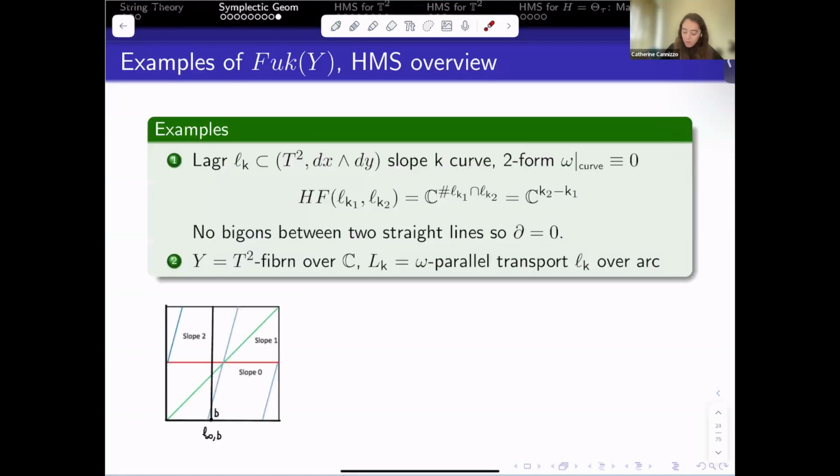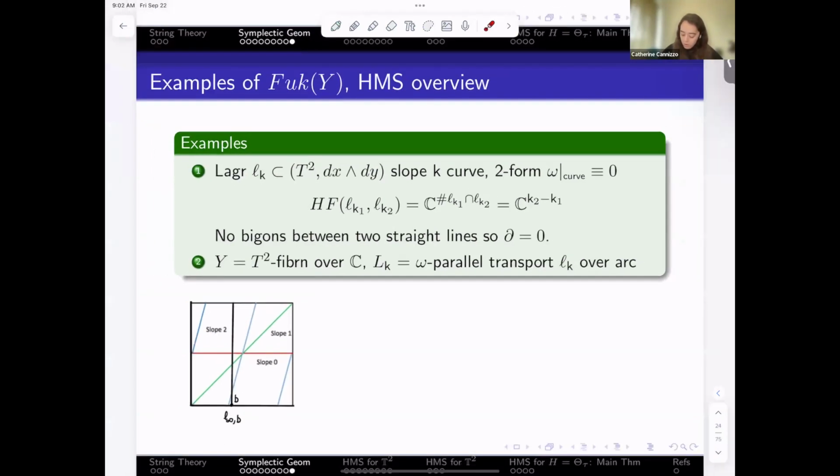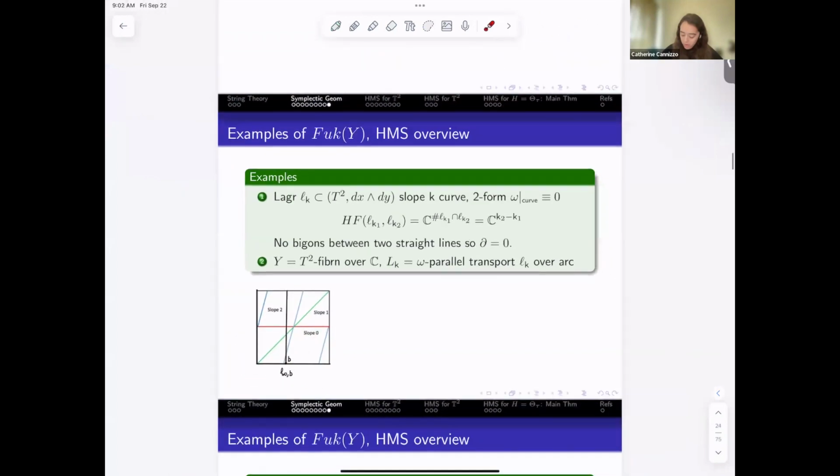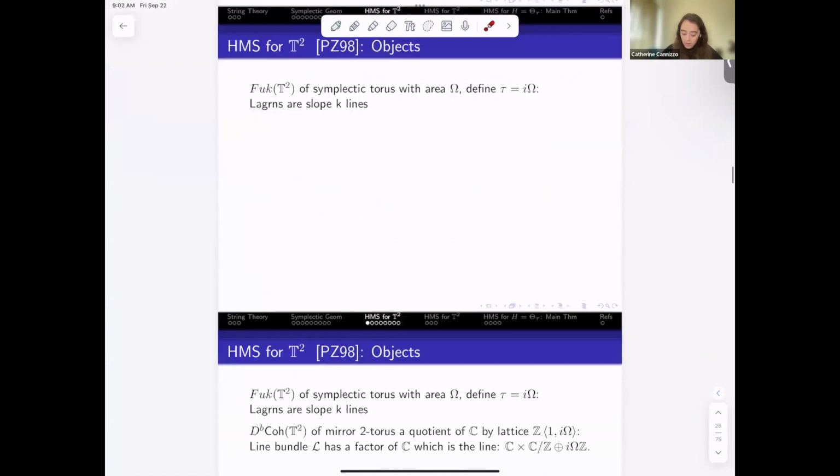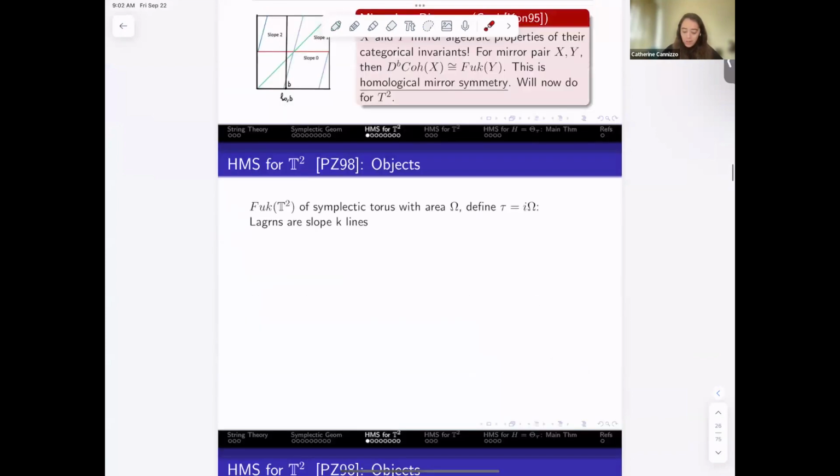So let's look at T2 again. Let's see, let me just, I think I wanted to do a break at some point. Maybe this is a good time for a break, actually.